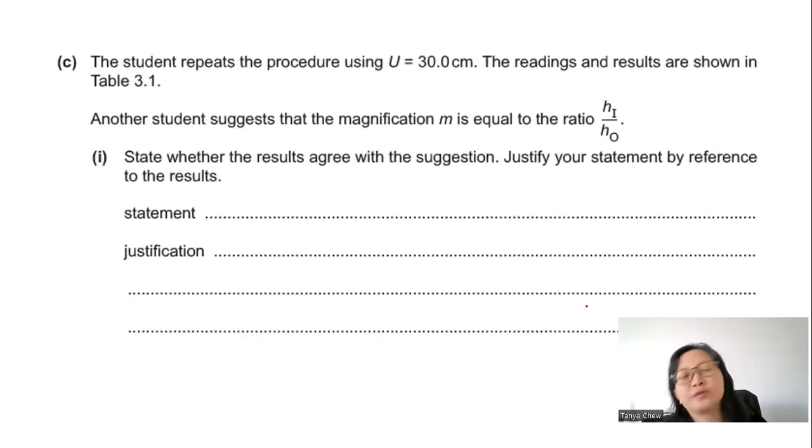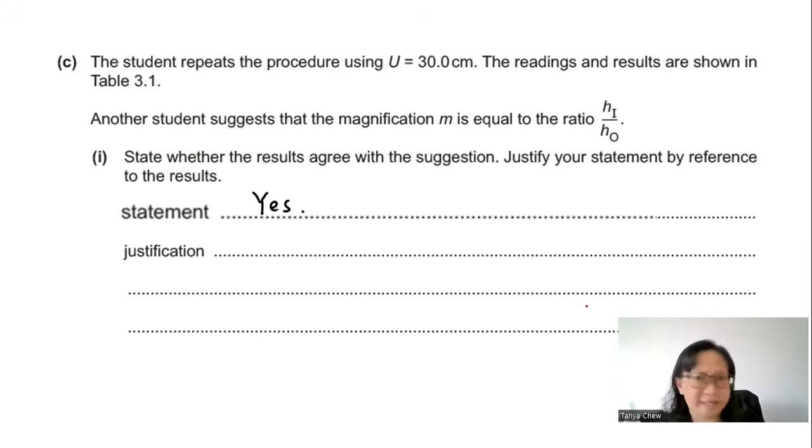The student repeats the procedure using u equals 30 cm. The readings and results are shown in table 3.1. Another student suggests that the magnification m is equal to the ratio hi over h naught. First part of C, state whether the results agree with the suggestion. Justify your statement by reference to the result.